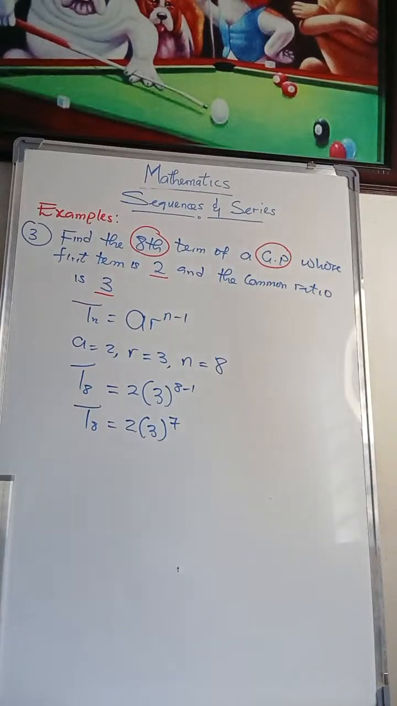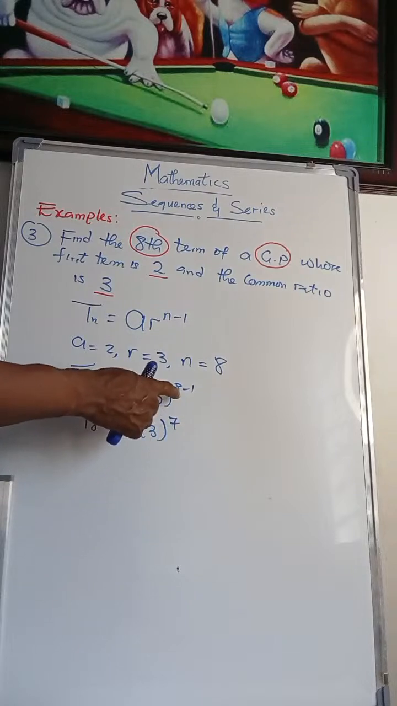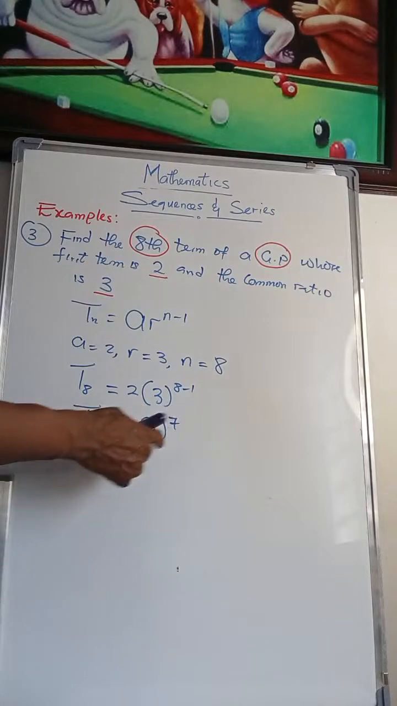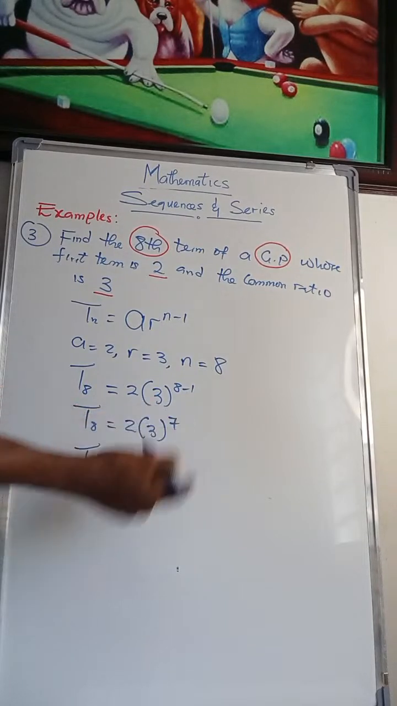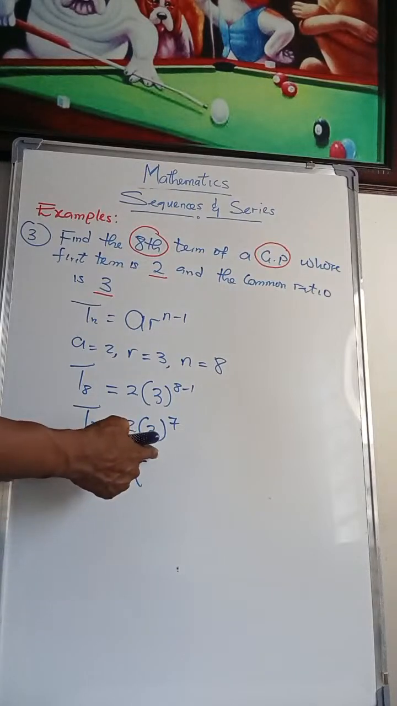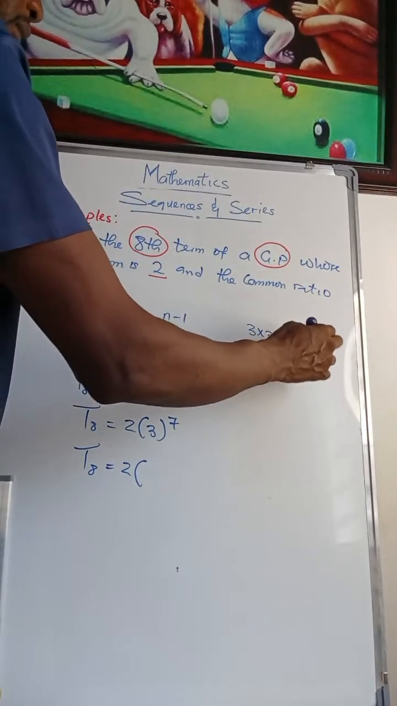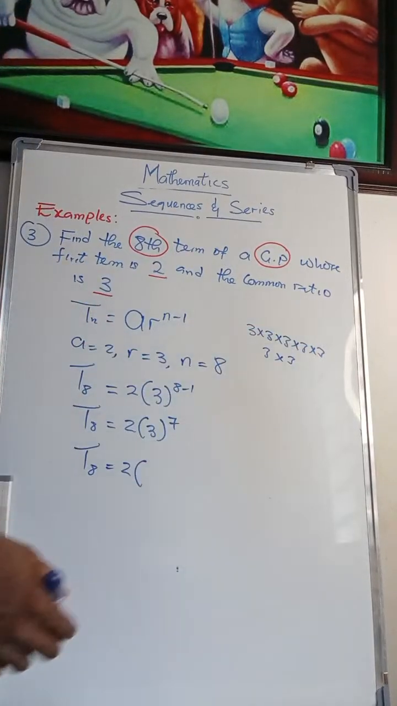Okay, so our T8 equals 2 times 3 raised to power 7. I did 8 minus 1, which gives 7. Now this power 7 is for 3, and what it means is that we have 3 in 7 places: 3 times 3 times 3 times 3 times 3 times 3 times 3. 1, 2, 3, 4, 5, 6, 7. So that's what it means.